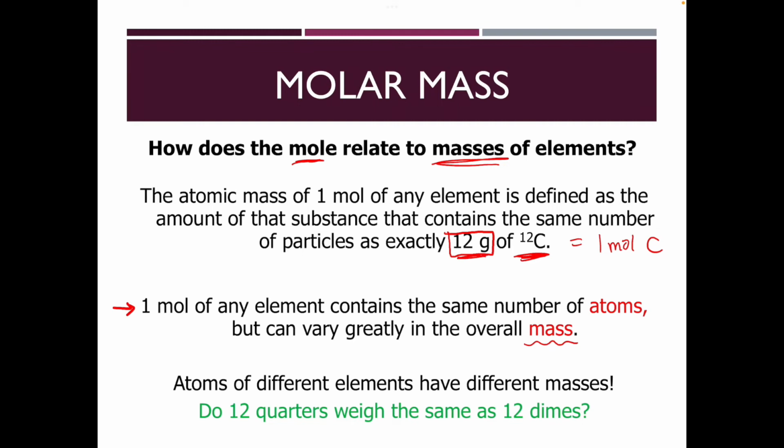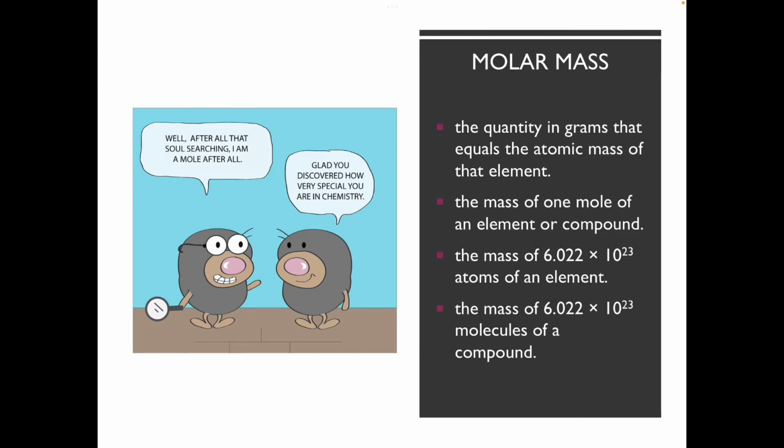Let's be even more drastic. Let's say you have 12 bricks and 12 feathers. Well, you have the same number of things, right? But they have really different masses. The same is true for elements. You might have a mole of each thing, right? So you have the same number of particles, but they have really different masses because the individual atoms themselves have different masses. And we know those masses from the periodic table.